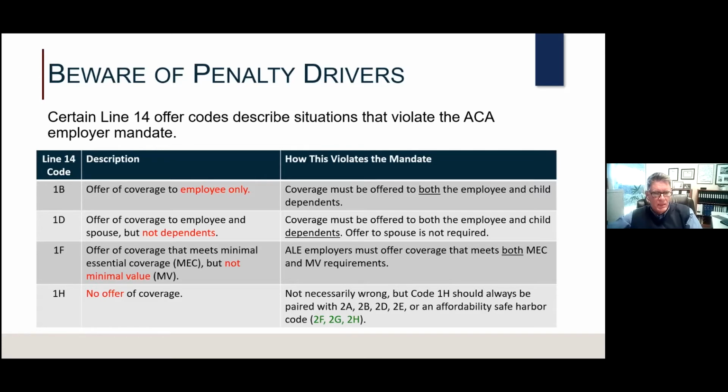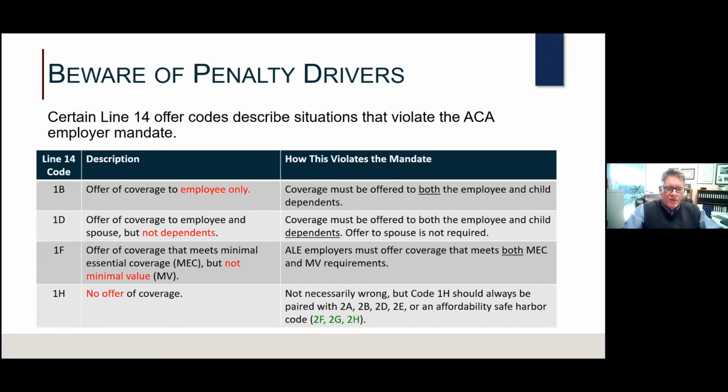Code 1D, offer of coverage to the employee and spouse but not dependents. Again, you have to offer coverage to the employee and dependents. Many employers do offer spouse coverage, but that's not actually required by the ACA. Spouse coverage under the ACA is optional.